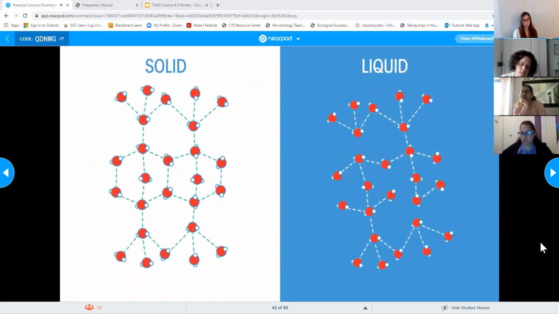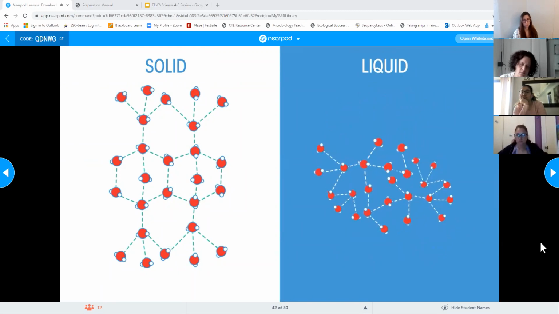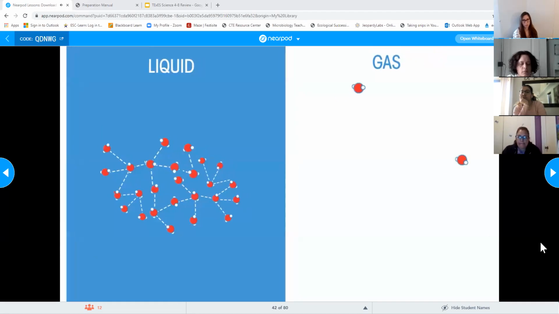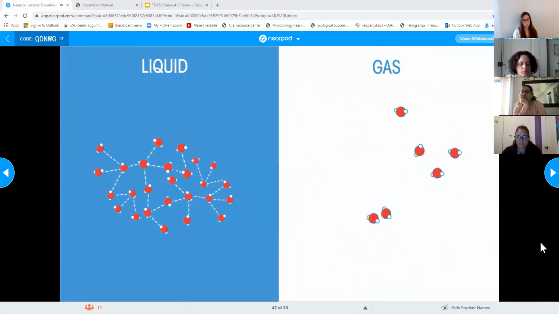This leads to rearrangements of the particles because the attractive forces no longer hold them together as tightly. The same happens when a liquid is heated. The attractive forces between the molecules break, leading them to become more widely dispersed and a gas to form.